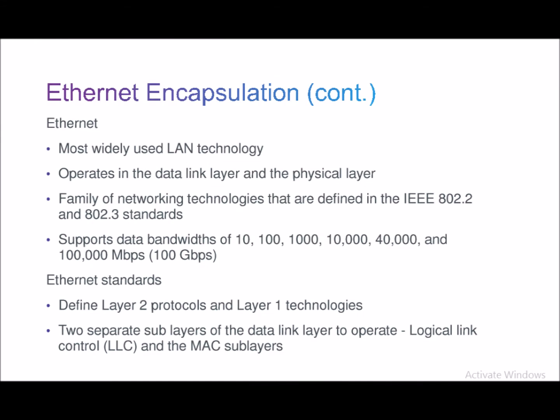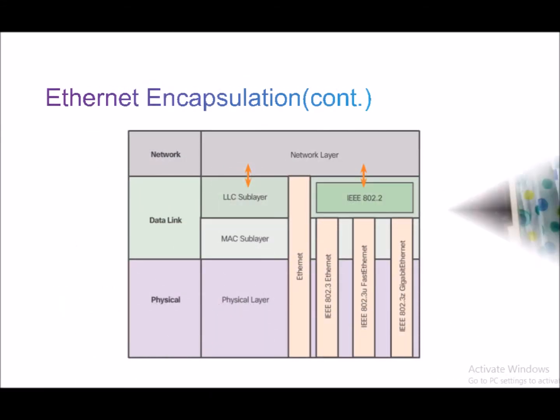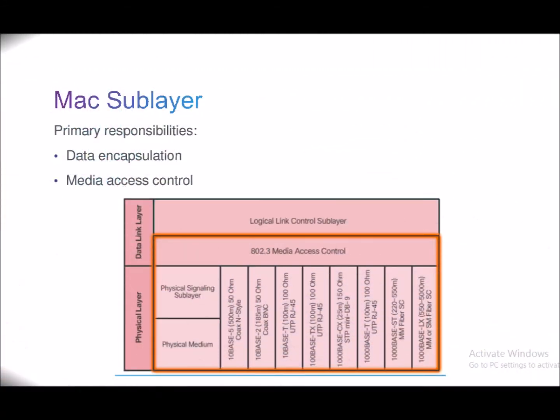Ethernet has two separate sublayers of the data link layer that operate: the logical link control, or LLC, and the MAC sublayers. MAC sublayer primary responsibilities: data encapsulation and media access control. MAC address, Ethernet identity. A Layer 2 Ethernet MAC address is a 48-bit binary value expressed as 12 hexadecimal digits. IEEE requires a vendor to follow two simple rules. Must use the vendor's assigned OUI as the first 3 bytes. All MAC addresses with the same OUI must be assigned a unique value in the last 3 bytes.